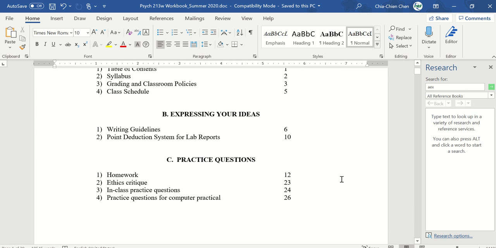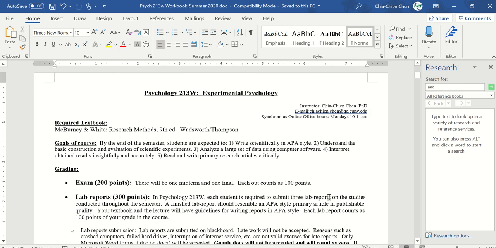And C is the practice questions. This is going to have some homework, and then there are going to be critiques in here, and then there are some in-class classroom questions, and then there are some practice questions for the computer practical. All right, now let's take a look at the syllabus.